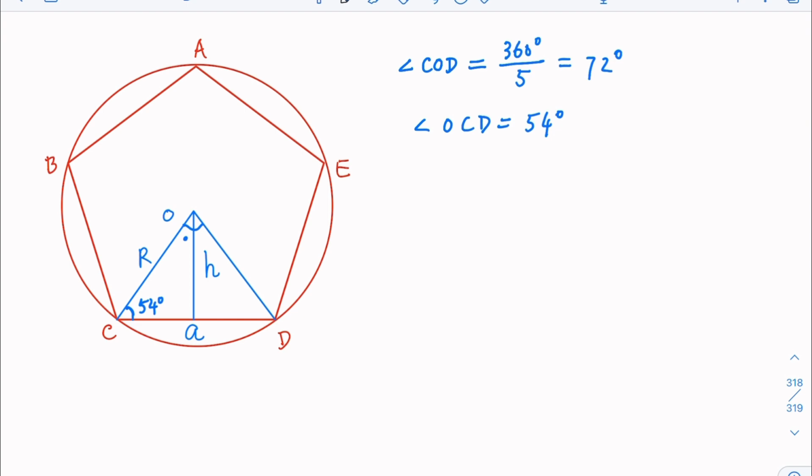What is the relation between R, H, and A? Here, H is going to be R sine 54 degrees. Now, for any regular pentagon, you would have this relation here. Now, in our problem, we try to fold each vertex to center O. Which means the folded line is going to be halfway here, right? So let's draw it out.